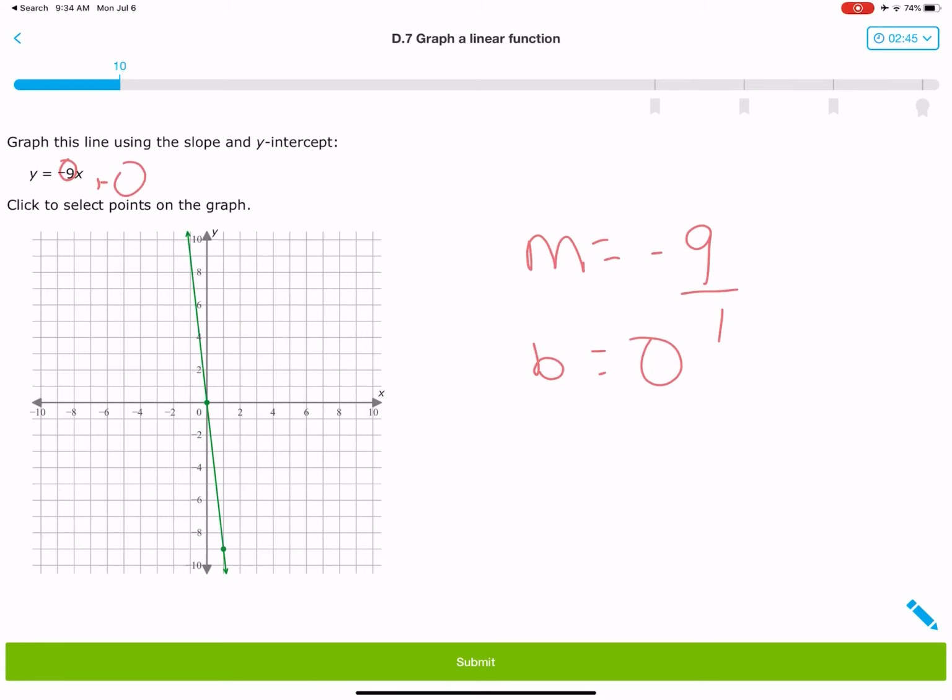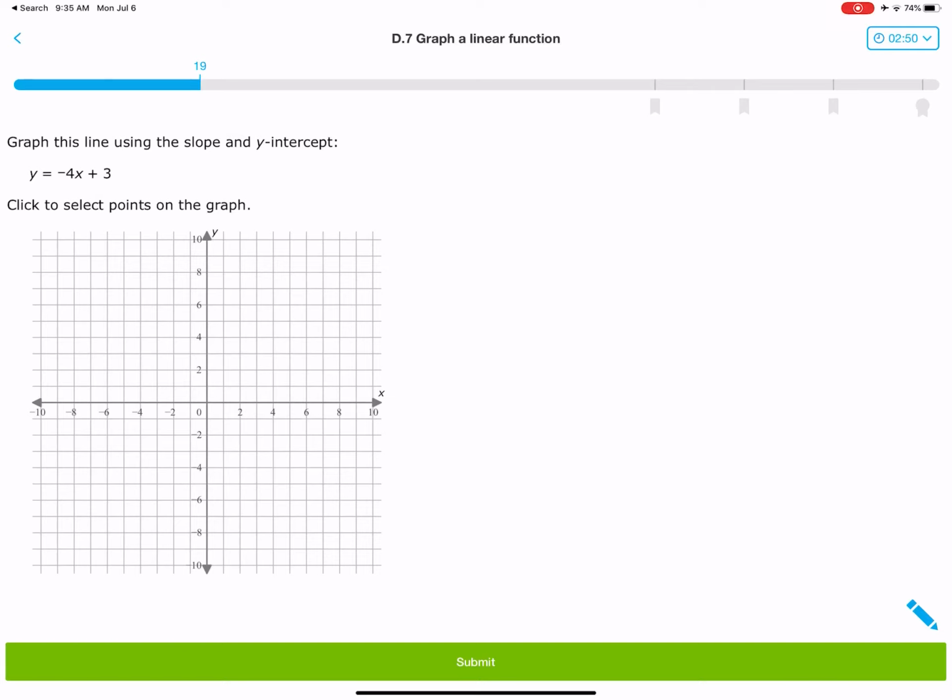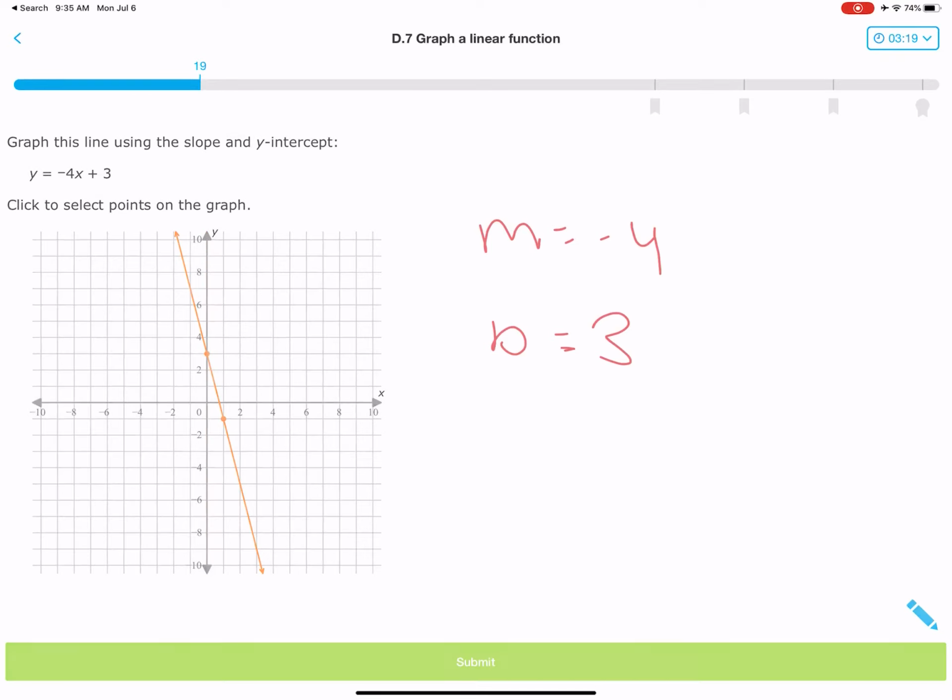And now it's a negative slope. Okay? So this one, our slope is -4, and our y-intercept is 3. So we begin at 3. Okay, we begin at 3, and then we go down 4, 1, 2, 3, 4, and we run 1. Negative slope.